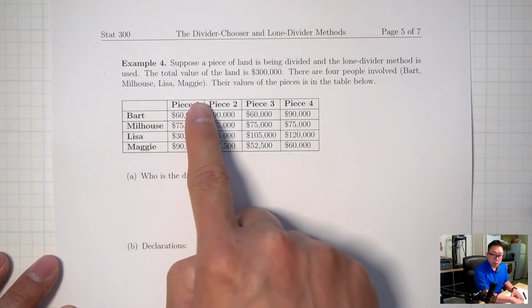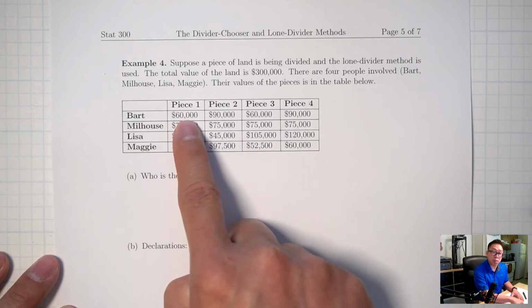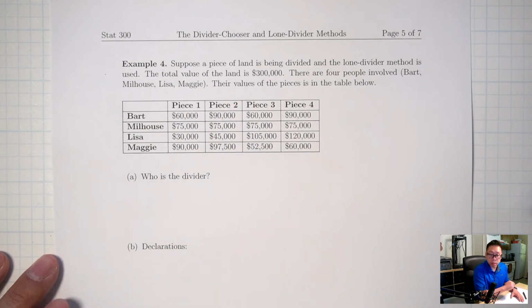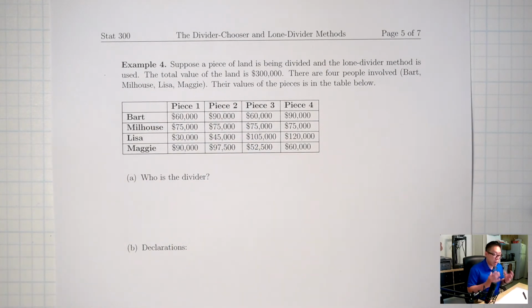Bart looks at piece 1. Piece 1 is worth $60,000 to him. Piece 2 is worth $90,000 to Bart. So everyone's going to have a slightly different value on each of the pieces because everyone's going to look at each piece differently, and it's going to be valued differently because each person has slightly different preferences.